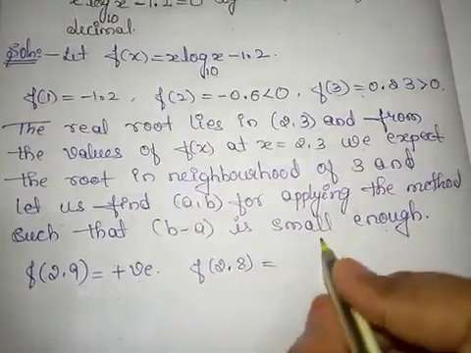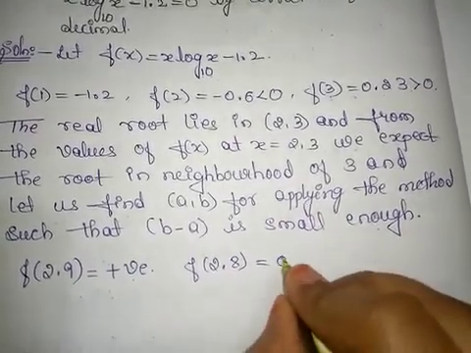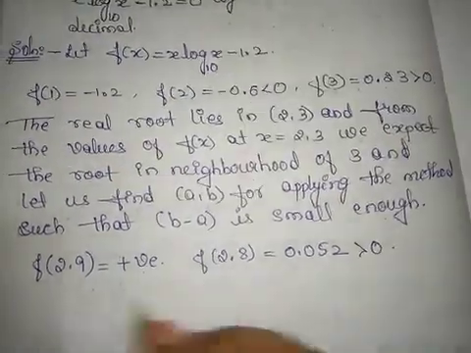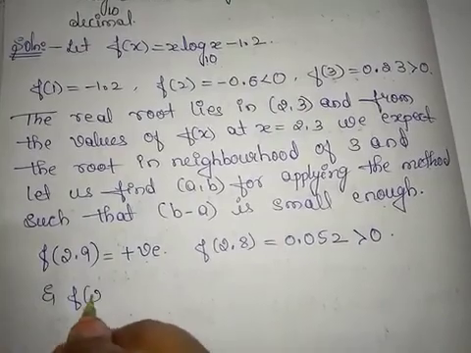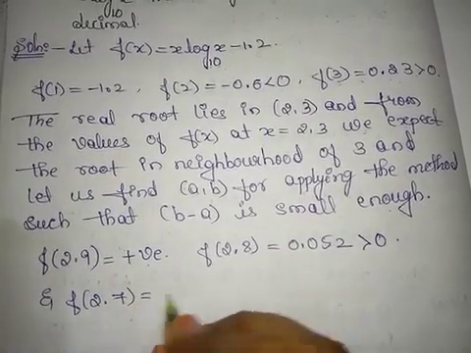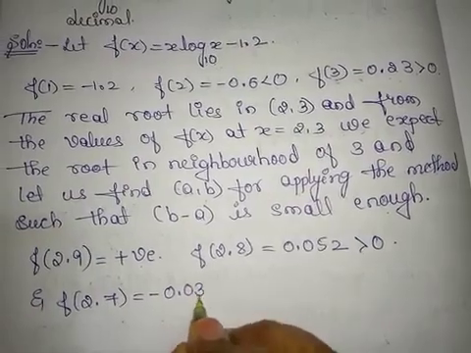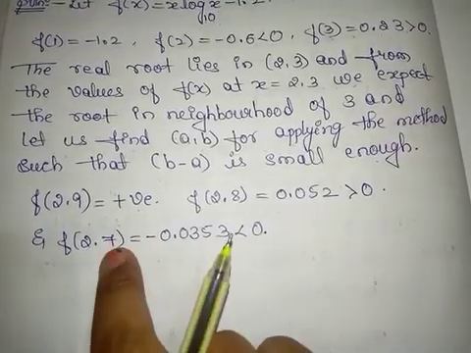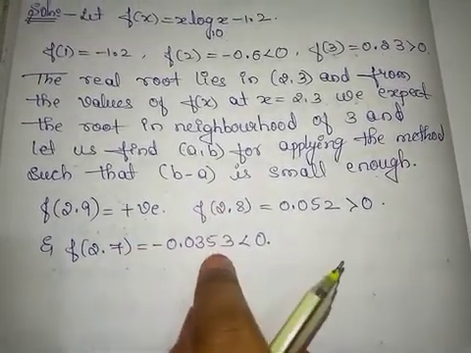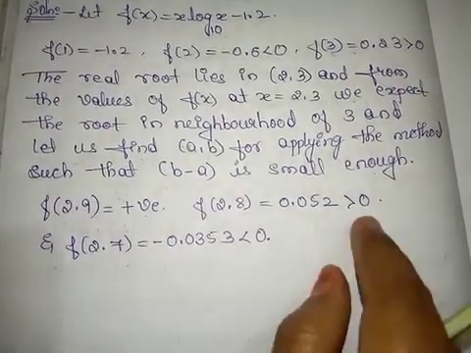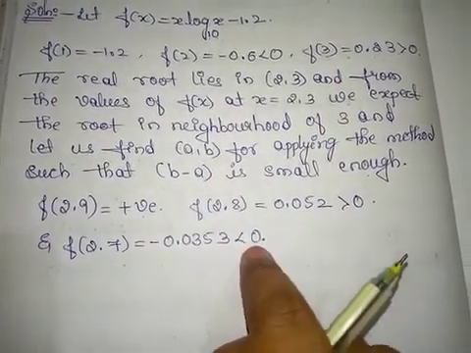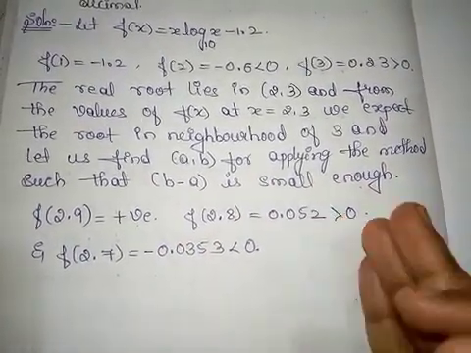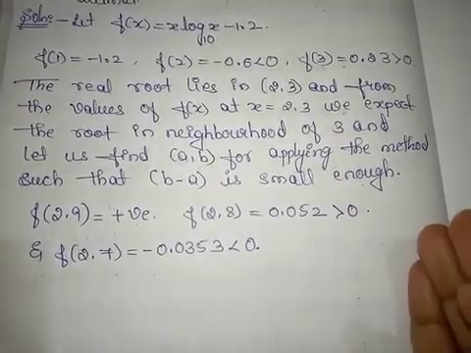f of 2.8, we will get it as 0.052, which is what? Greater than 0. And when you find f of 2.7, you will get minus 0.0353, which is less than 0. See here, two consecutive values, one is greater than 0 and one is less than 0. But in the previous example, we got the two consecutive values, that is, 2 is a negative value and 2.1 is a positive value.